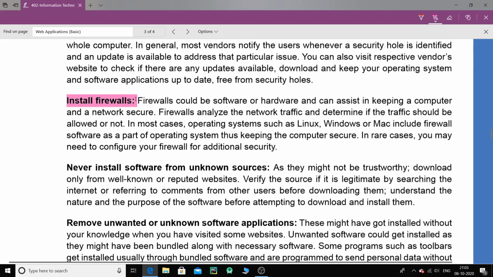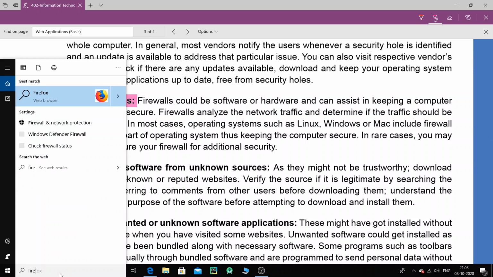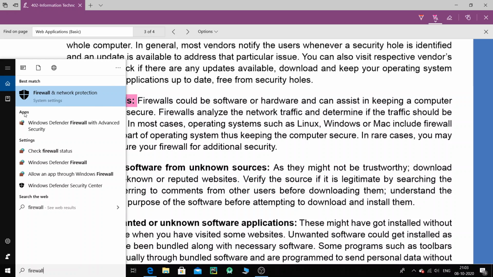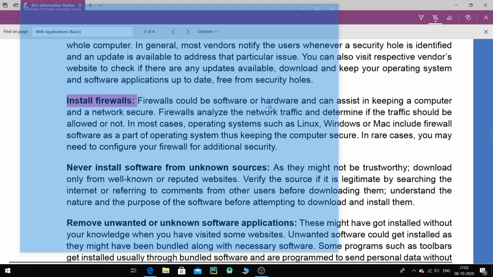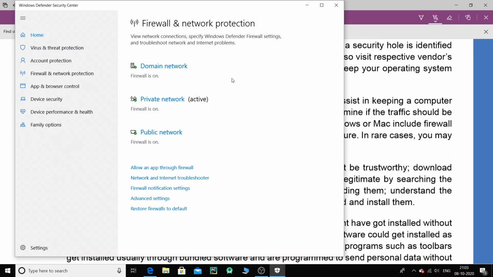Install firewalls. This is installed by default on your system. You just go to the search bar and type firewall, and you can see firewall and network protection. So it is already active on your Windows operating system, so do not deactivate it. It says private network is active, and if I go to the same thing, it says over here public network, so firewall is on, right? So this should be on, never keep it off.